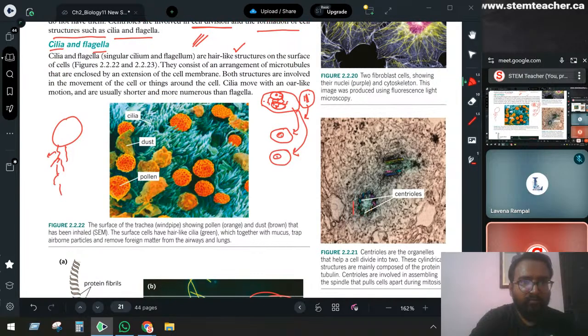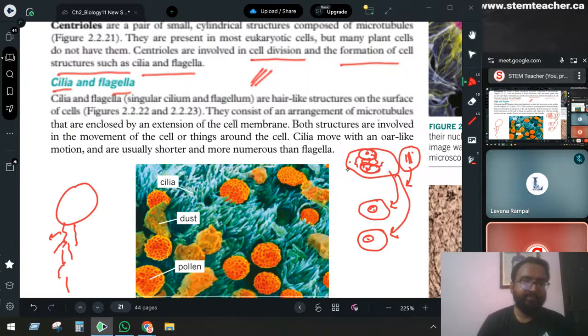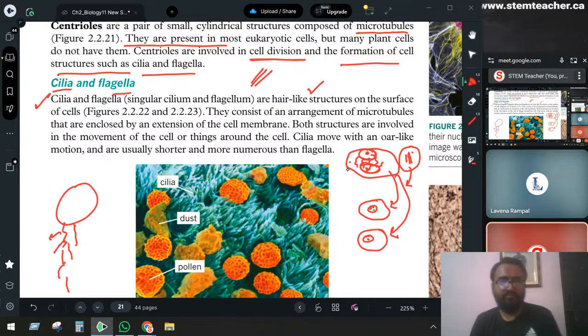And here, what is the functionality? Can you read at this point? Cilia and flagella. Flagellum is the singular.